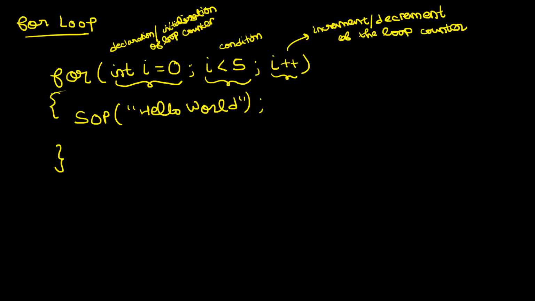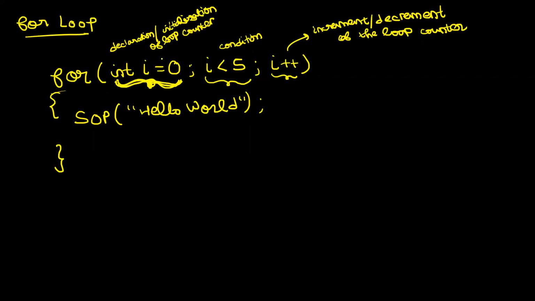Now let us try to understand how this loop is exactly working. Whenever you are trying to trace any loop, what happens? First of all, you come to this part. First of all, your declaration or initialization of the loop counter will happen. So i is equal to 0. Declaration and initialization of the loop counter has happened. So what is the value of i? The value of i is initialized with 0.